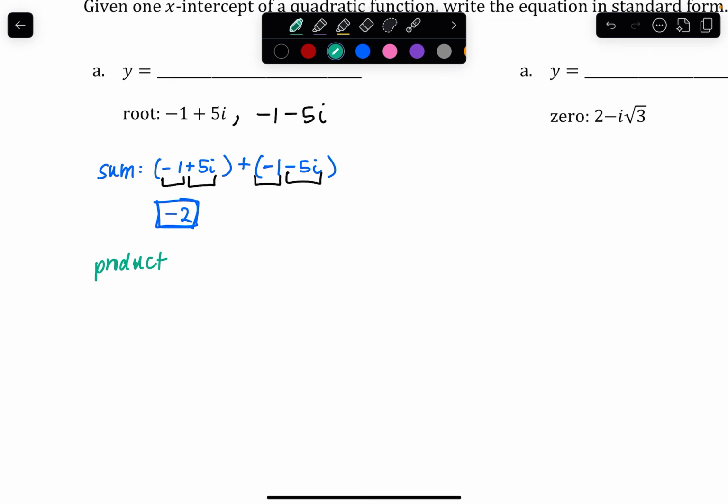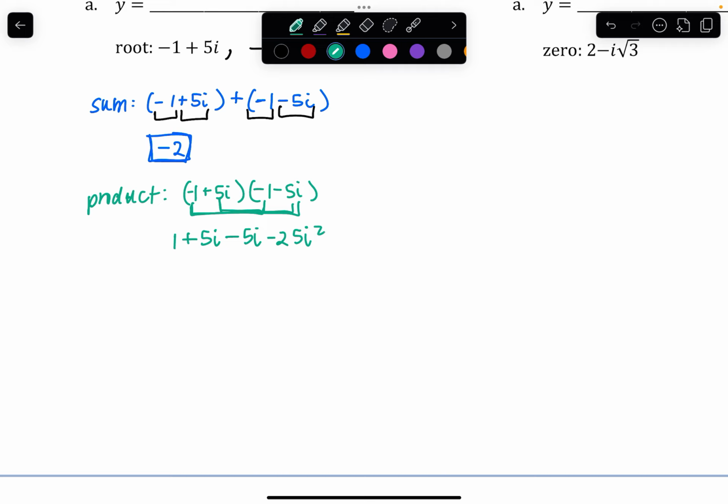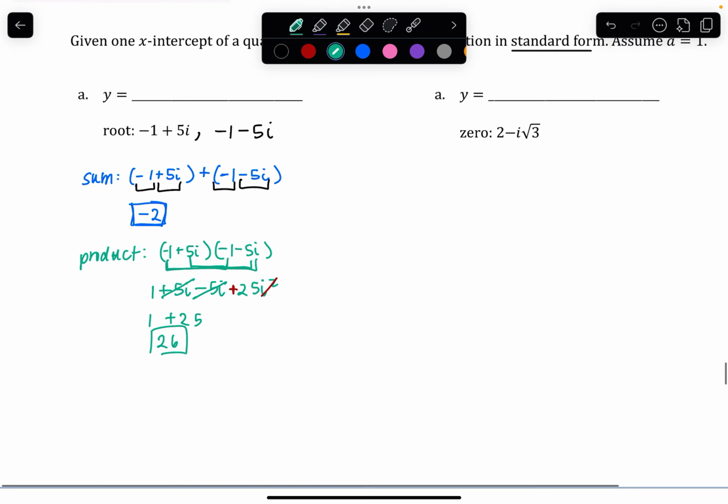And so the product is -1 plus 5i and -1 minus 5i. And so when I FOIL this out, I get +1 plus 5i minus 5i minus 25i squared. Middle term cancels. i squared is the same as -1. And so I end up with 1 plus 25, which is 26. So the sum is -2, the product is 26.